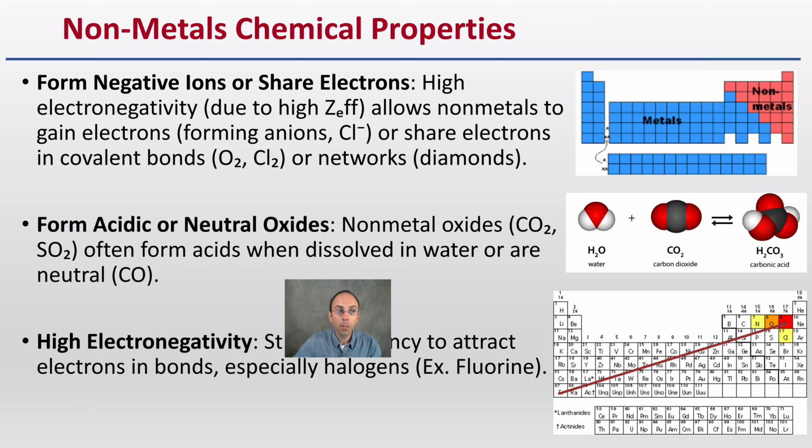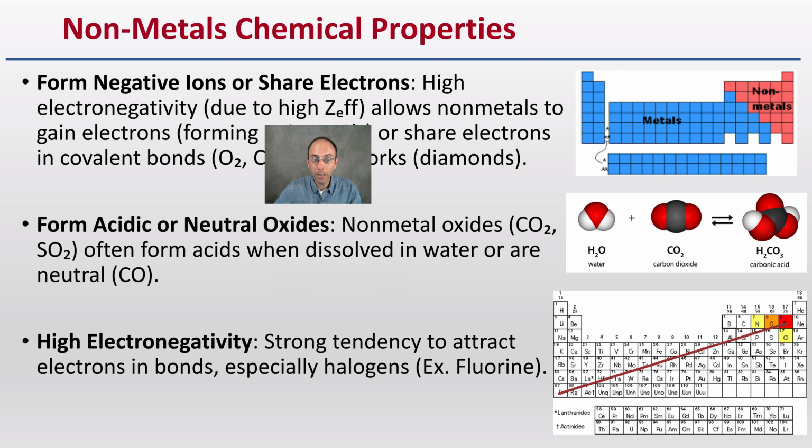Those nonmetal chemical properties, well, they tend to form negative ions or share electrons. The high electronegativity due to the high effective nuclear charge allows nonmetals to gain electrons, forming anions, such as chloride, which we see here, or they share electrons in covalent bonds or in networks. They also tend to form acidic or neutral oxides. Nonmetal oxides, like carbon dioxide or sulfur dioxide, often form acids when dissolved in water, or are neutral, such as carbon monoxide. Lastly, they have a high electronegativity, which is a strong tendency to attract electrons in bonds, especially those halogens, fluorine being the example of the most electronegative atom.